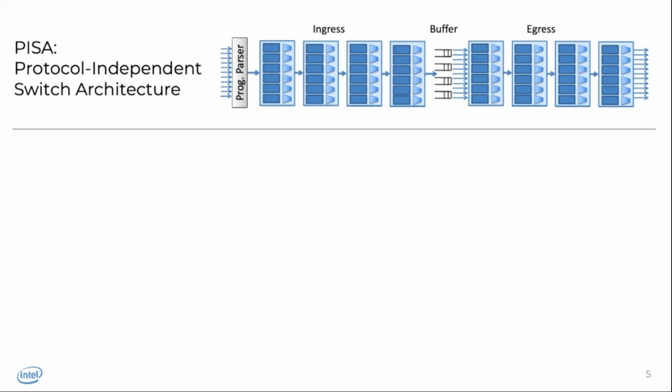Up there on the screen is the protocol independent switch architecture. I'm sure you've all seen variations of this diagram before. On the left-hand side, we have the programmable parsers. We then have a series of match action units, both in ingress and egress. There's some buffering sitting between the ingress and egress. And then, of course, there's packets coming out on the right-hand side.